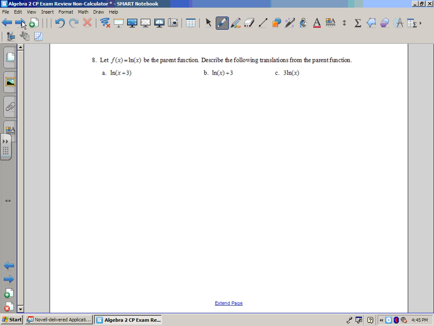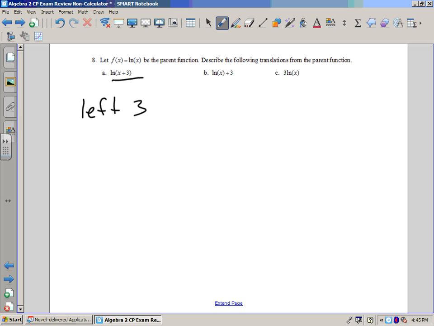Number 8. Natural log is my parent function. Notice in A, the 3 is associated with the x, so it's moving left or right. Things in parentheses are always backwards of what you expect because it's actually an implied negative, natural log of x minus negative 3. So this graph is actually moving left 3.